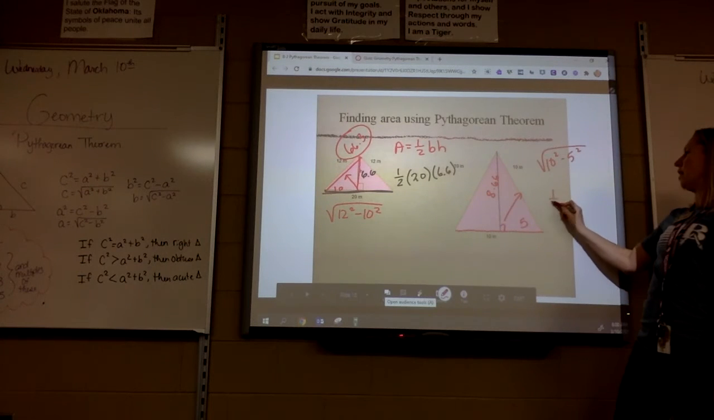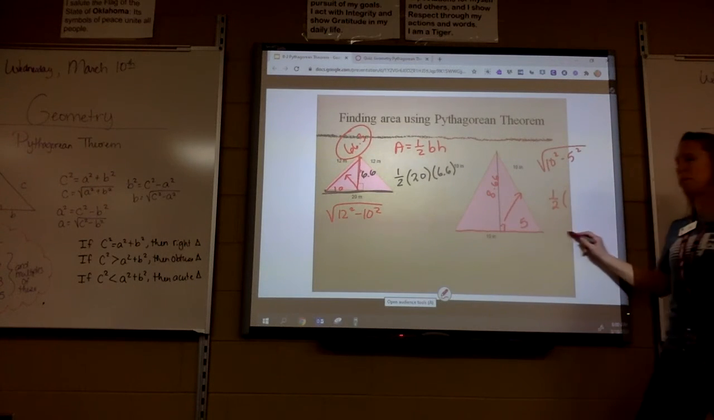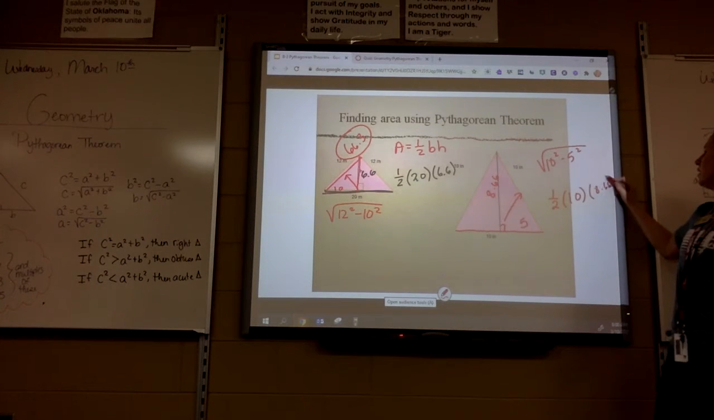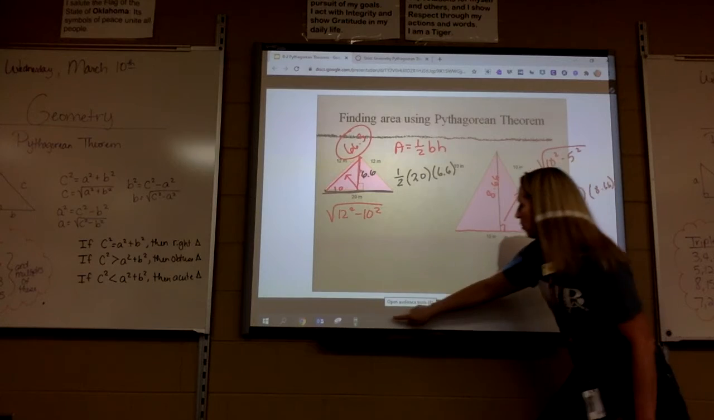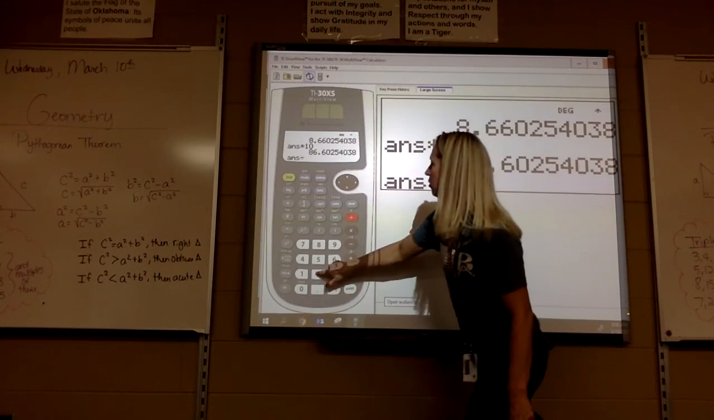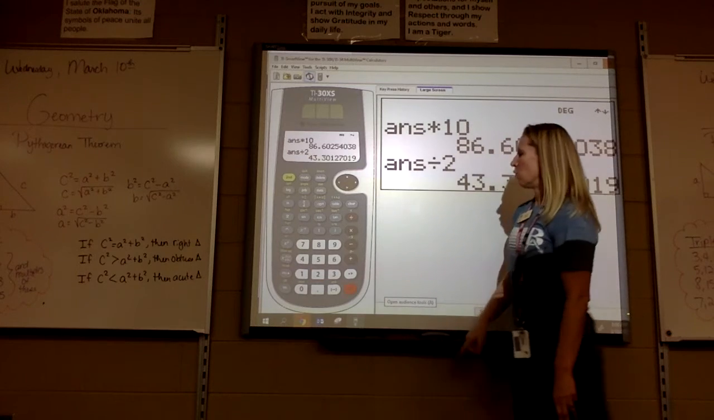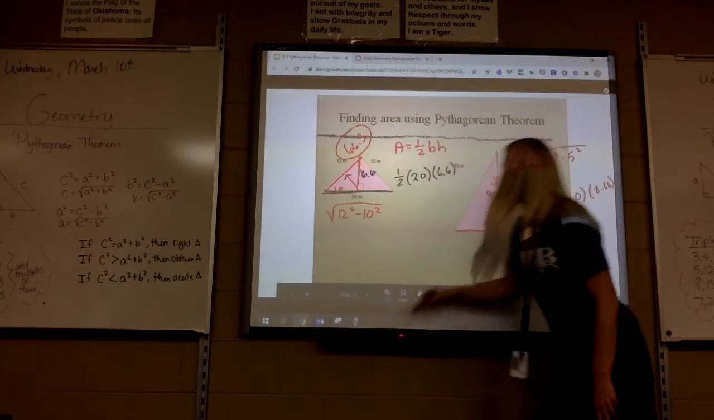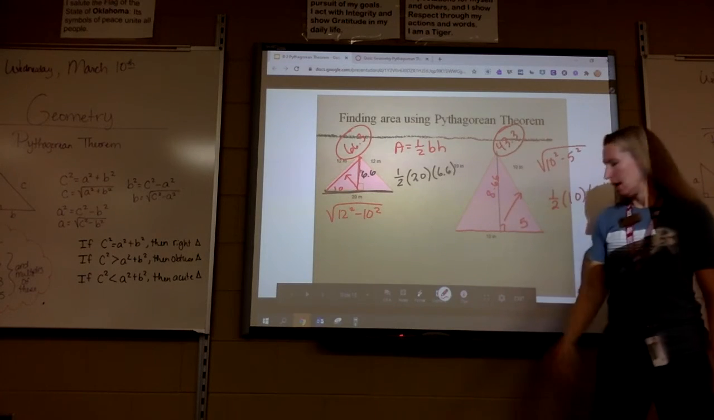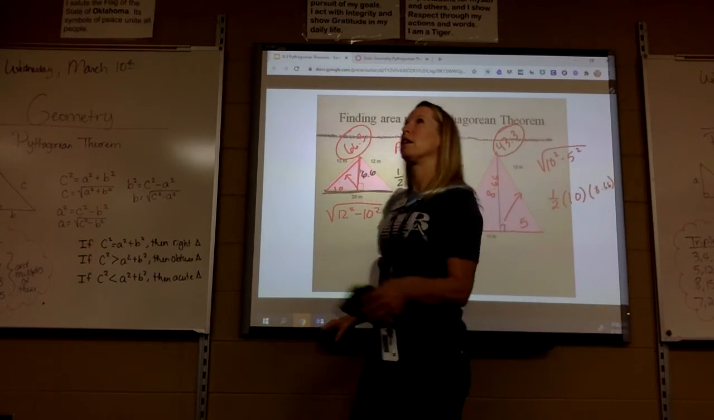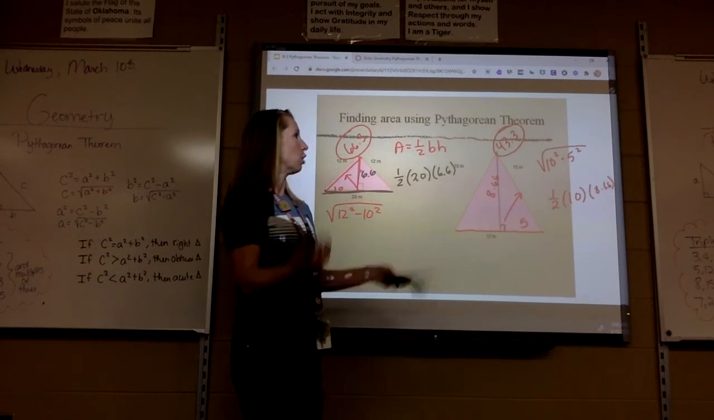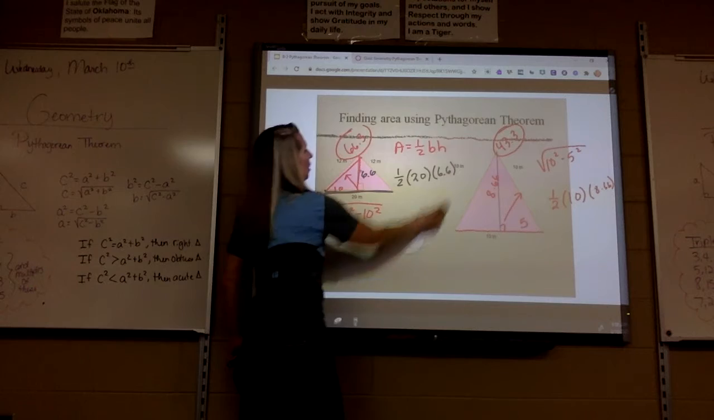So now 1/2 base. What's my base? 10 times my height. So 8.66 times 10, and then divide by 2. 43.3 is my area. Okay, so if you know the hypotenuse, you have to subtract because we need a smaller side under the square root. If you don't know, add under the square root.